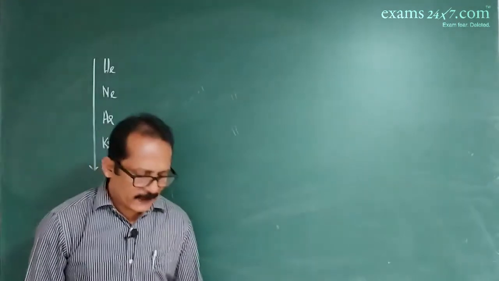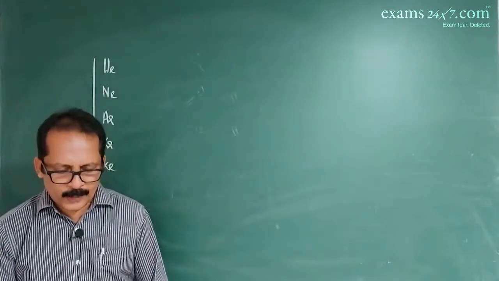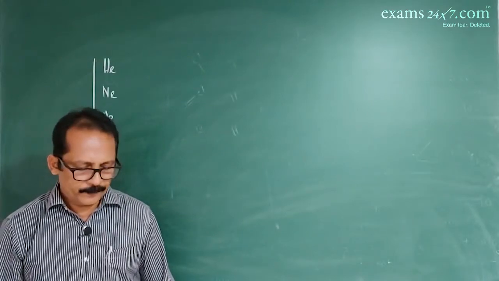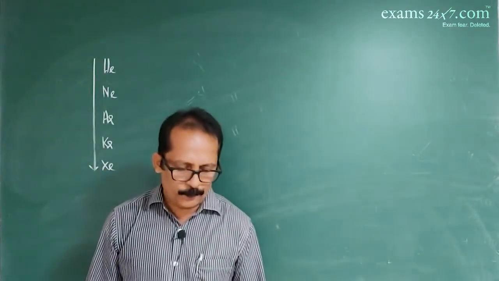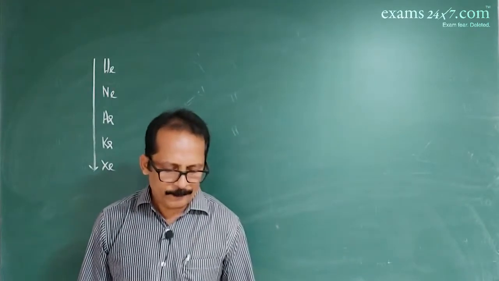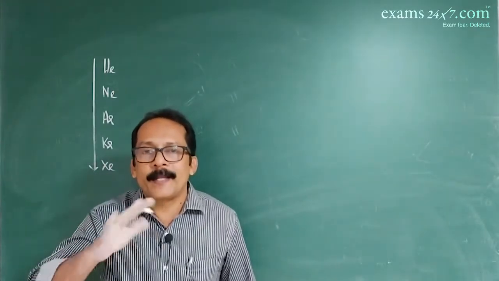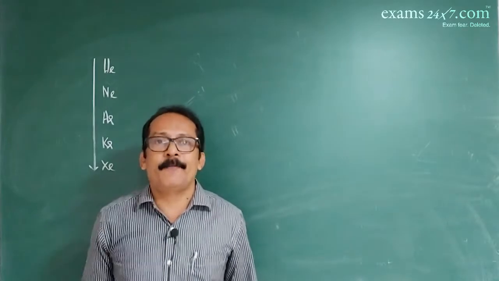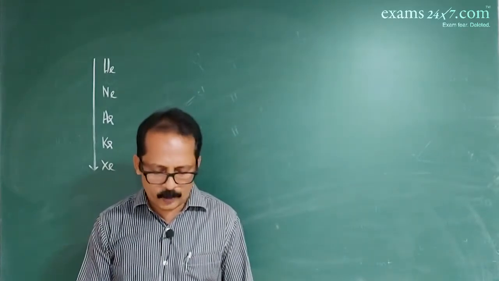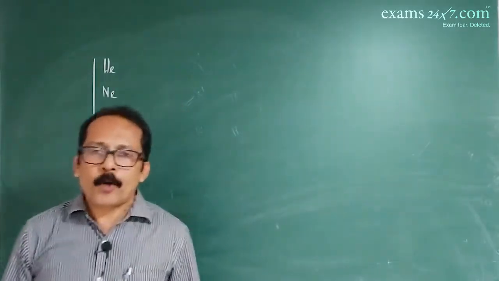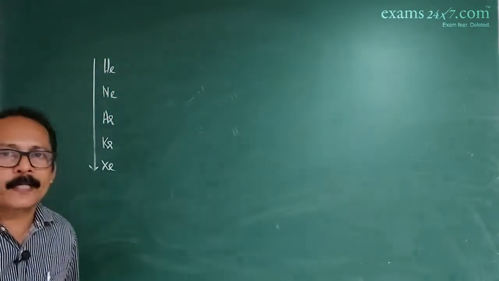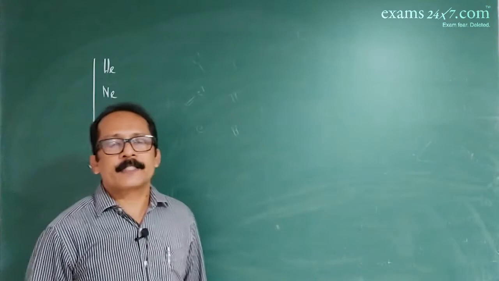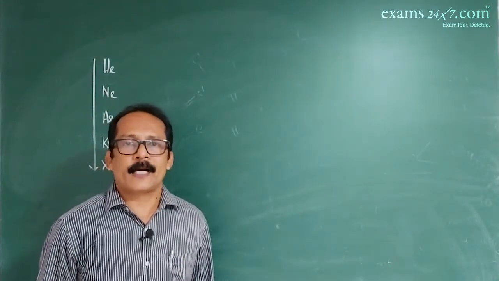Atomic size increases down the group. Then ionization enthalpy is very high but decreases down the group. Electron gain enthalpy is 0 because no tendency to gain electron. It is completely filled. No tendency to gain electron. Now, it's about the compound of xenon. The first compound of xenon is xenon platinum hexafluoride. That reaction is called Bartlett reaction.